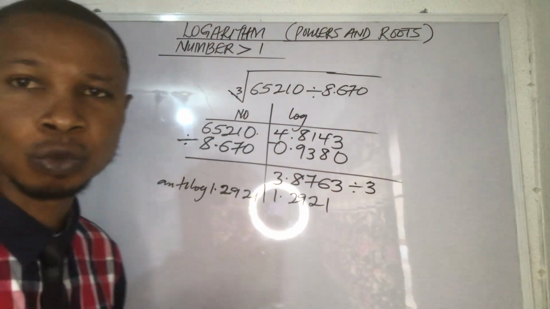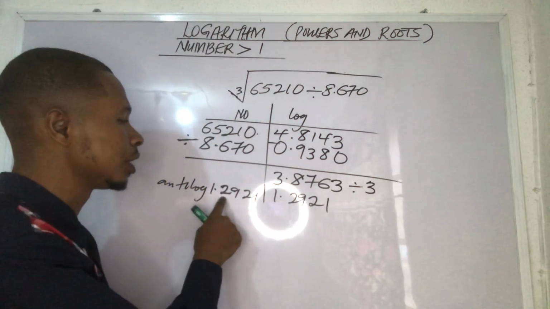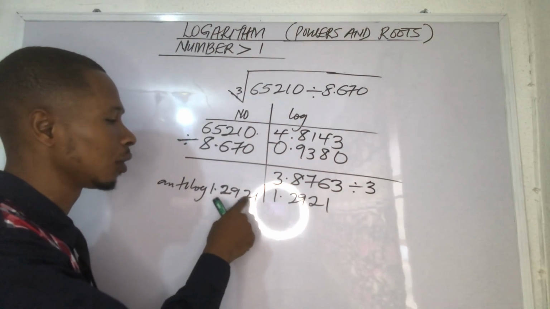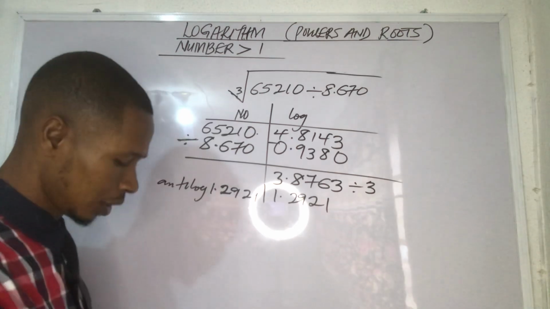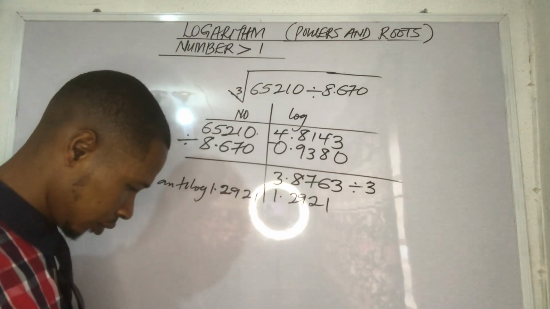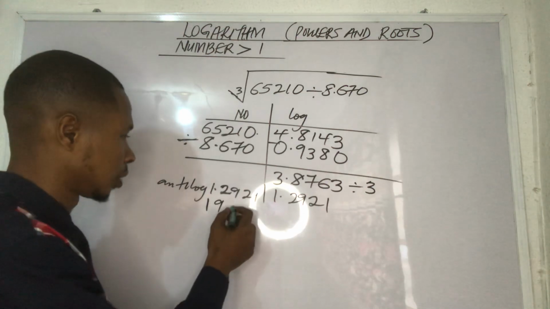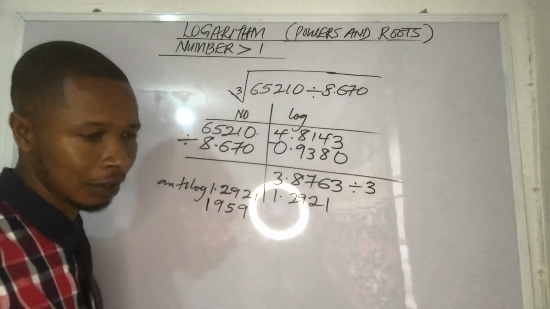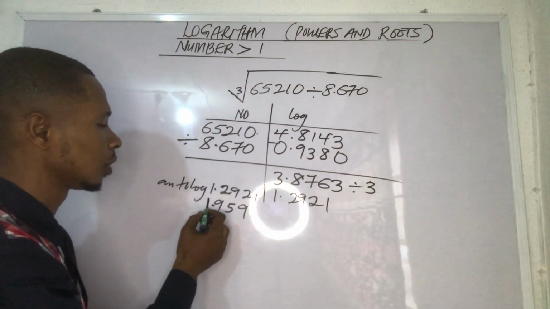If you turn your logarithm table once backward, you have anti-log. So under the anti-log, you check 0.21 because anti-log begins with points. So you check 0.21, 29 under 2, add difference 1. So you have 1959.